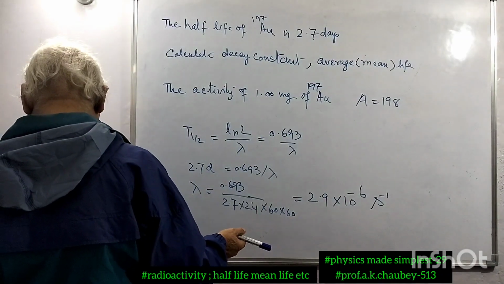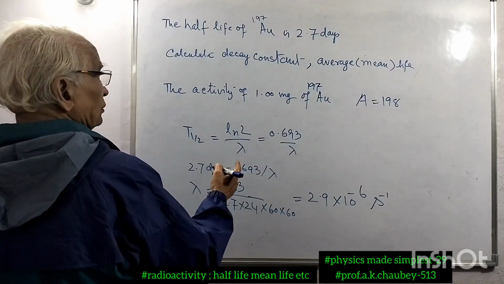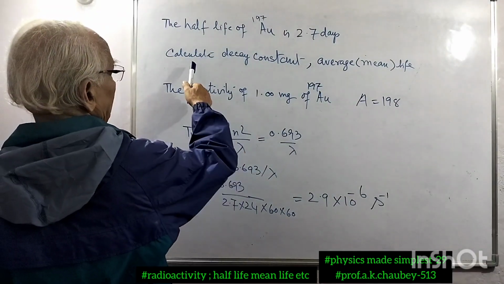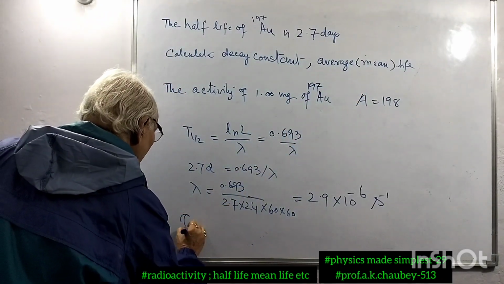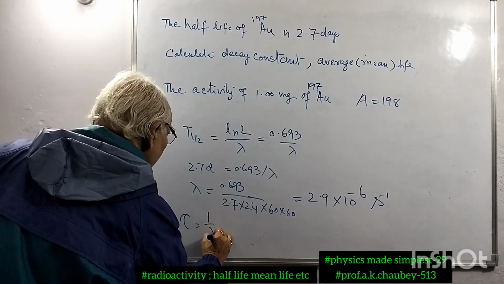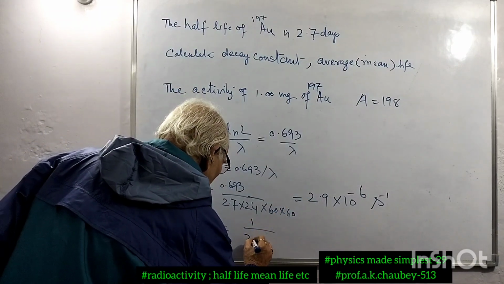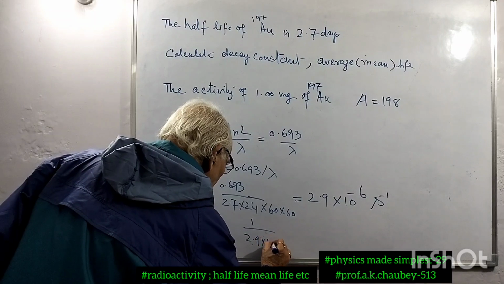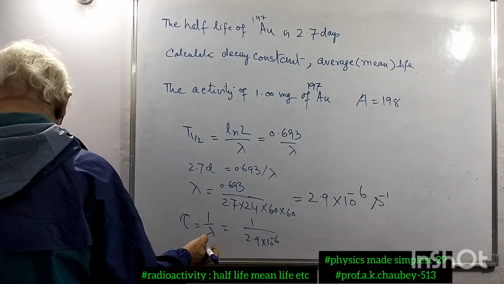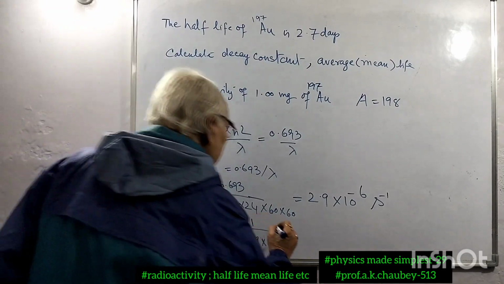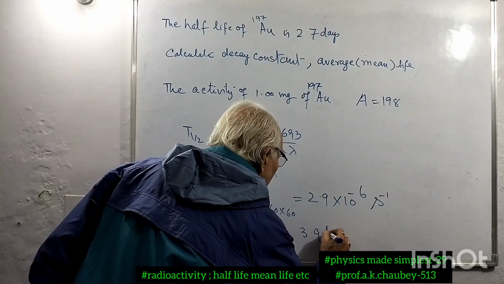Now we have to find the decay constant and average life. Average life means tau, the mean life, is 1 over lambda. So 1 over lambda means 1 over 2.9 into 10 to the power minus 6 per second. So this will be 3.9 days.